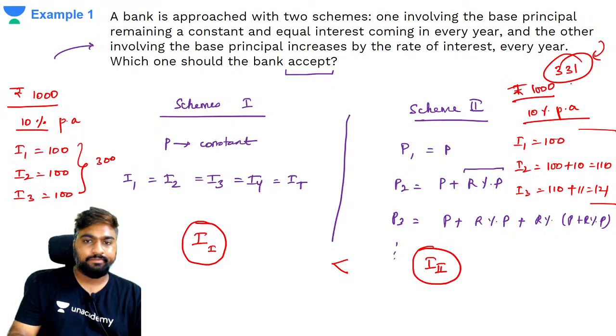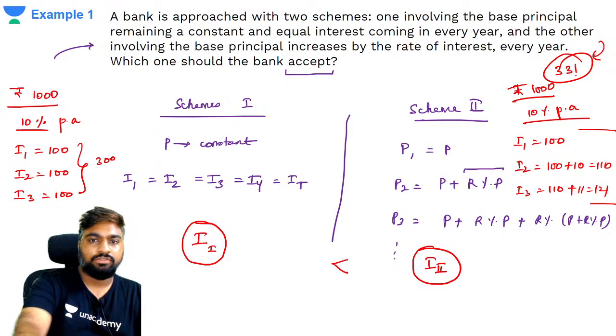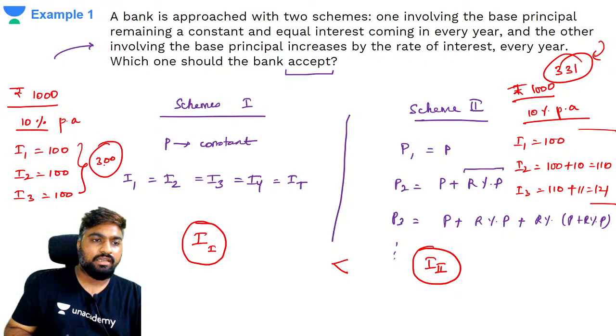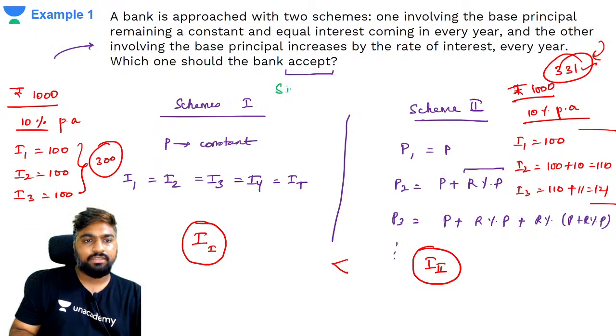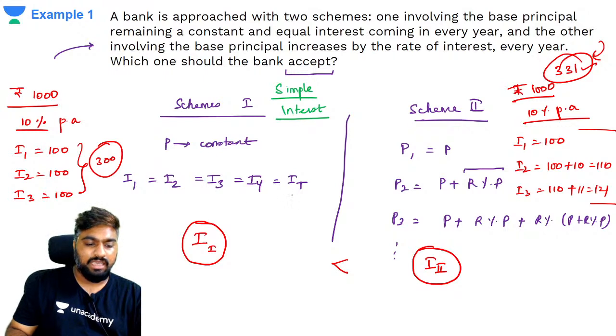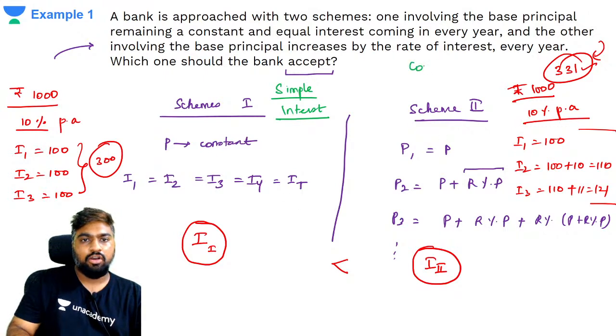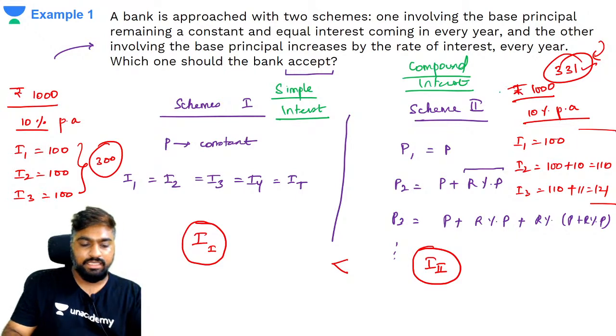Yes guys, everyone? So where will the interest be greater? Here it is 300, here it is 331. So this scheme is called simple interest. In this scheme, your principal is constant, the interest is the same every year. This is called compound interest, where the interest rate remains the same, but the principal keeps changing every year.